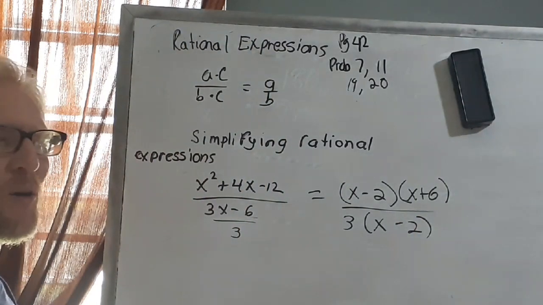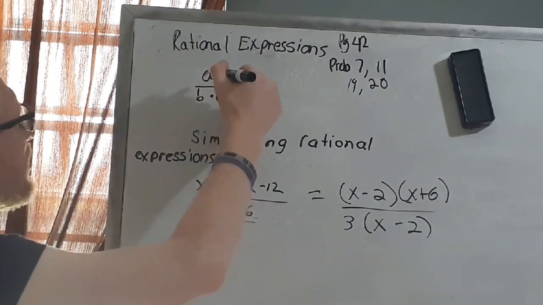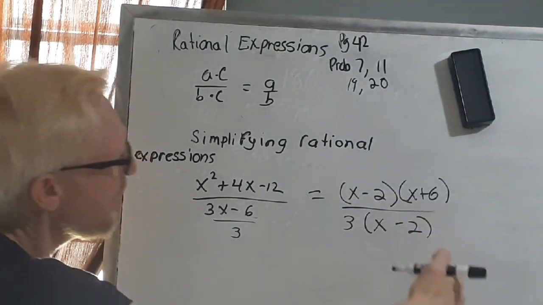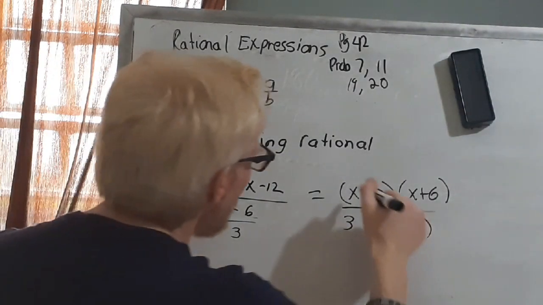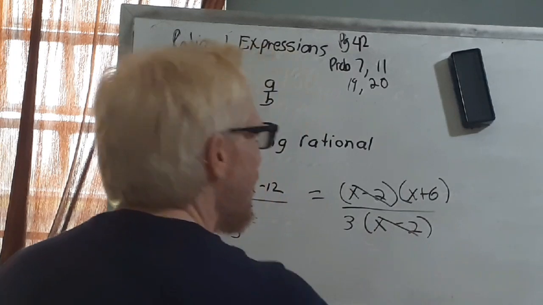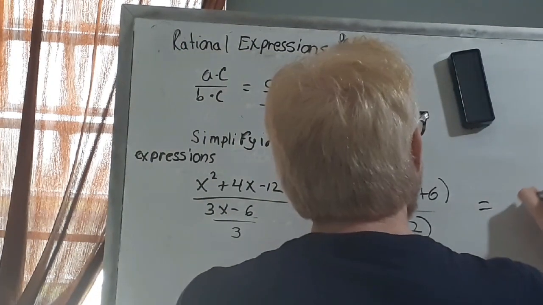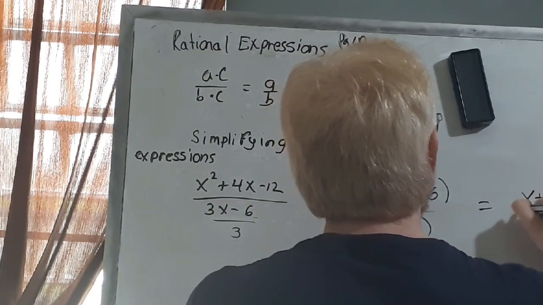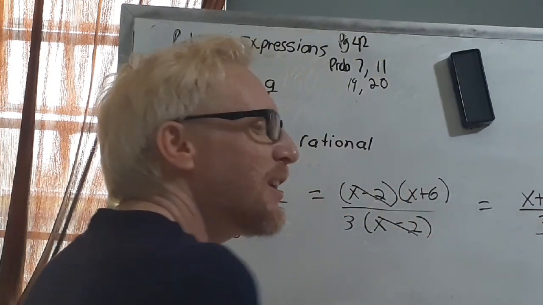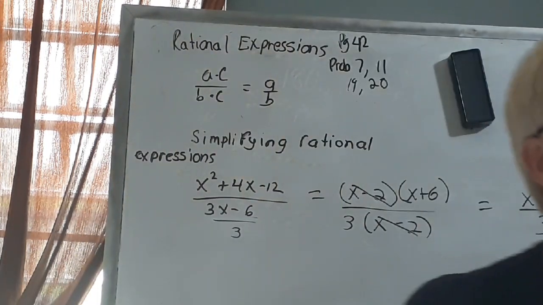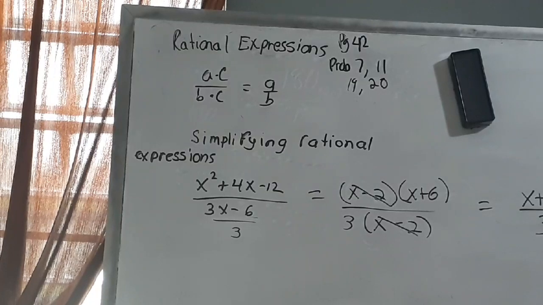And now what I do is I cancel out. Remember this? c and c cancel out. Well, here, the terms that are the same cancel out. Well, x minus 2 and x minus 2 cancel out, which would leave me with x plus 6 over 3. And that, ladies and gentlemen, is how you would factor or simplify your rational expression.